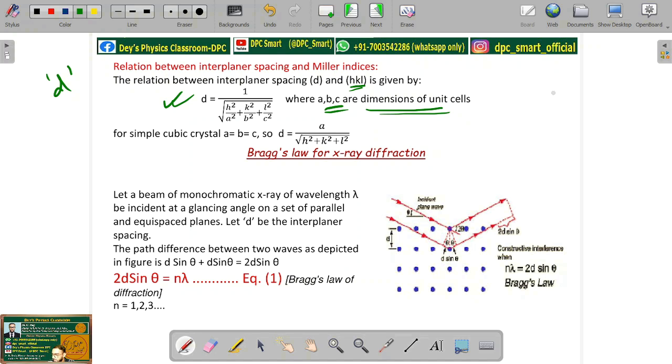And for the simple cubic case, the dimensions of the unit cell are equal, that means A equals B equals C. So for a simple cubic crystal, the relation between d and HKL would be d equals A divided by root under H square plus K square plus L square. So this is the relation between interplanar spacing and Miller index.